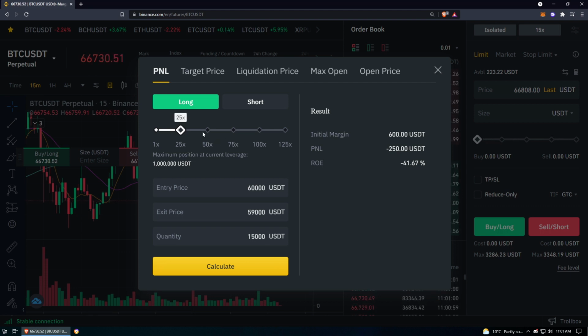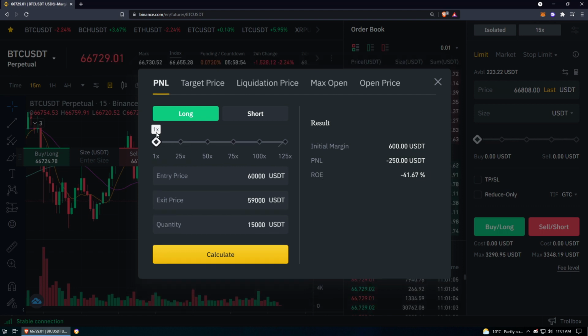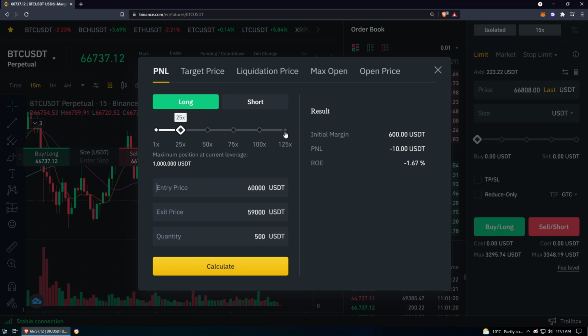But if you do have good risk management, you don't have to lose it all, or if you lose, you would not lose a lot, because with 1x leverage, if it falls down, you would have lost only $10. So that's really the big difference between using 1x leverage, 25x leverage, and then there's of course 125x leverage. Same exact trade, but with 125x leverage.